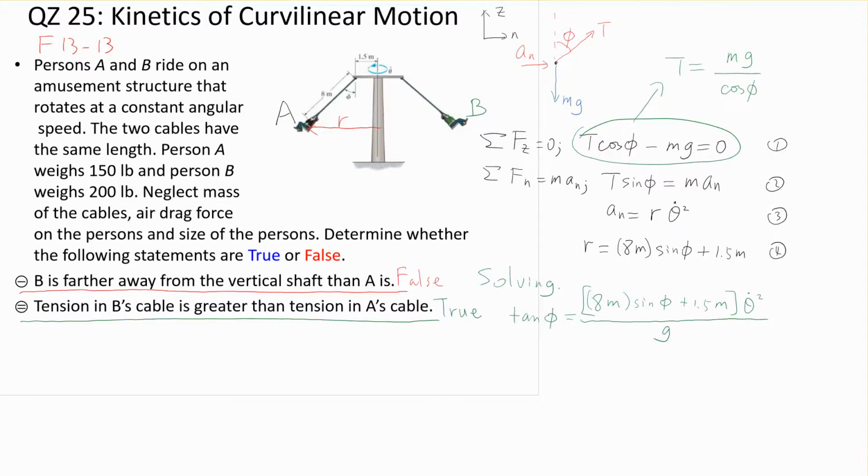Alright, then we have carried out the analysis of the problem. We have been able to answer these two questions.